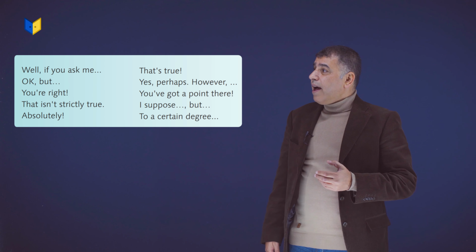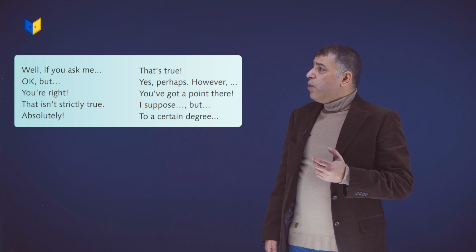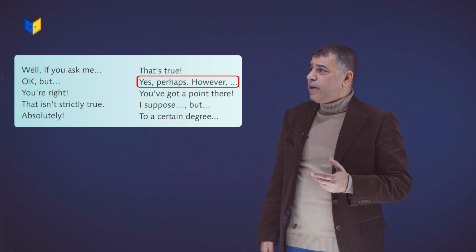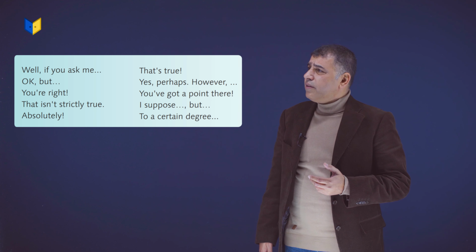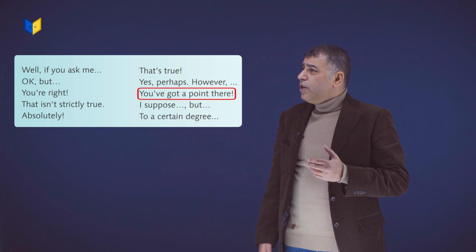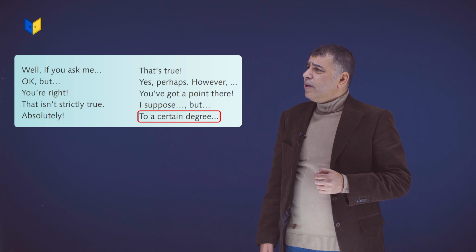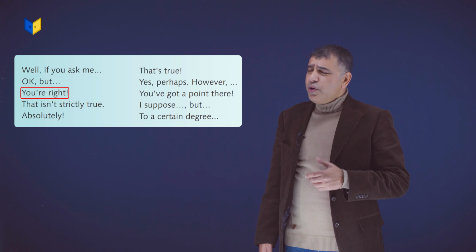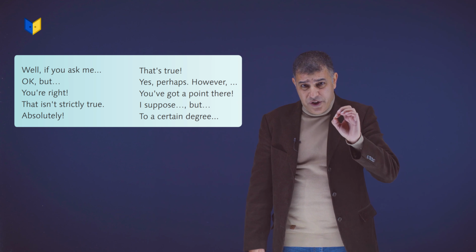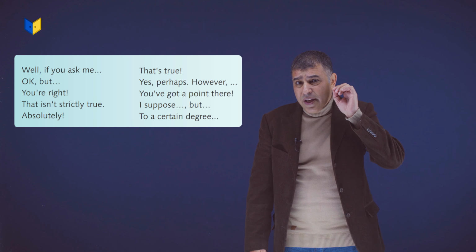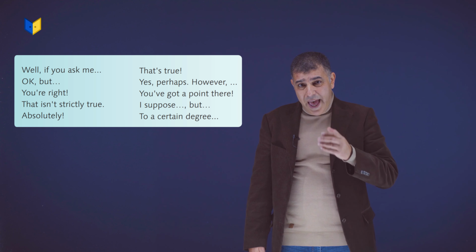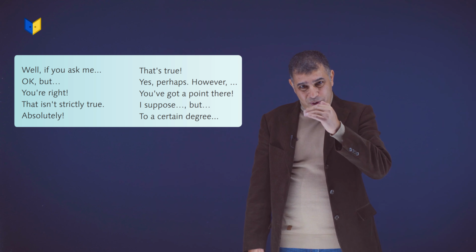First, we have: well, if you ask me. We have: that isn't strictly true. Yes, perhaps, however. I suppose, but. Okay, but. Absolutely. You've got a point there. To a certain degree. You're right. That's true. Now mark the expressions of these you hear said by the girls. Okay? Now go ahead, listen, and come back to me because I have one more question for you.